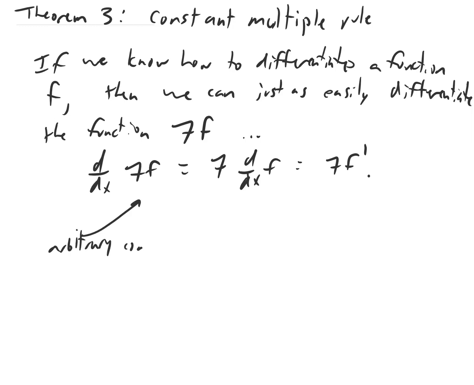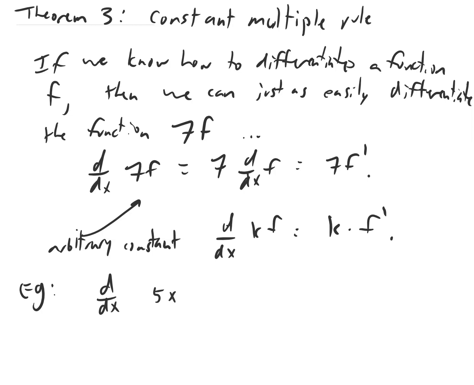All right, there's nothing special about 7. We can replace it with an arbitrary constant k. The derivative of the function k times f is k times f prime. So you can pull out the constant multiple.